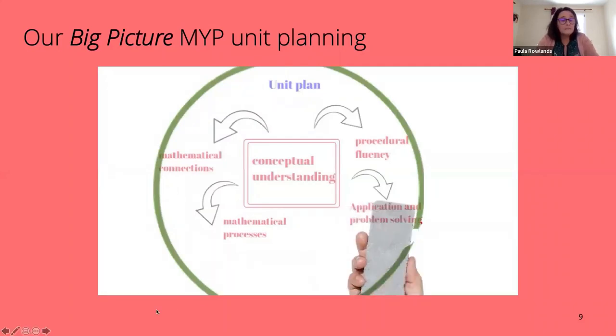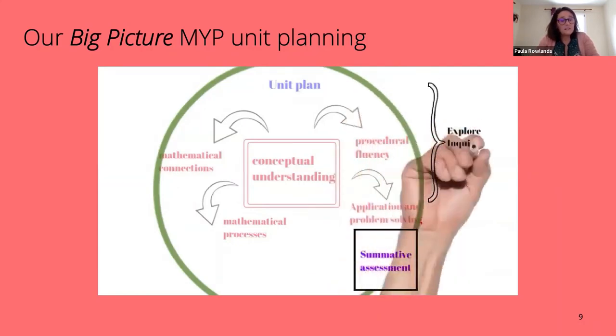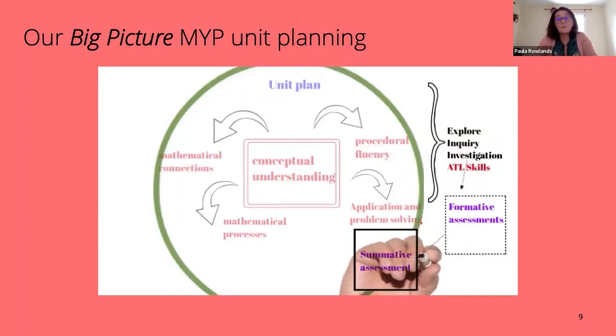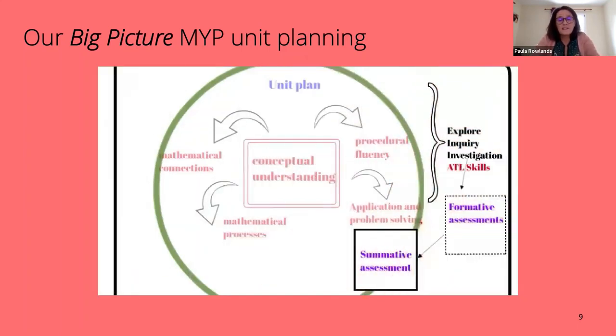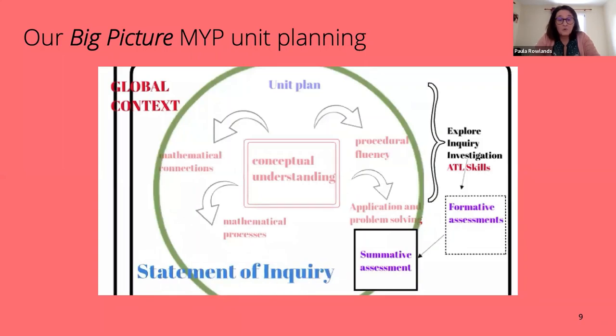And once we've thought of all that, the next thing we consider is, how are we going to assess it? What is the summative assessment going to be? And then we think, well, if we're guiding the students towards this summative assessment, then what's the learning experience going to be in the classroom? How are we going to be teaching it? And what formative assessments are we going to use? And what ATL skills are we focusing on for them to be able to access the summative? And once we've thought of all that, before we design our lesson tasks, we then decide on our global context. And then once we've decided on that, we bring it all together in our statement of inquiry.